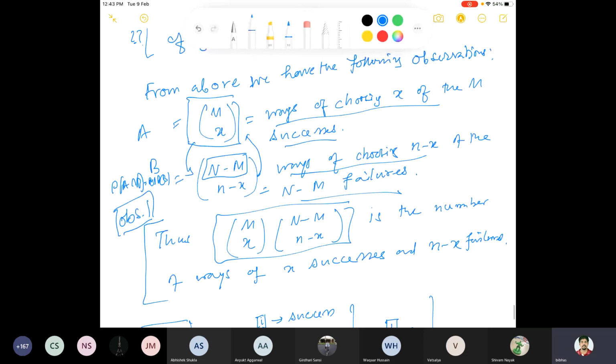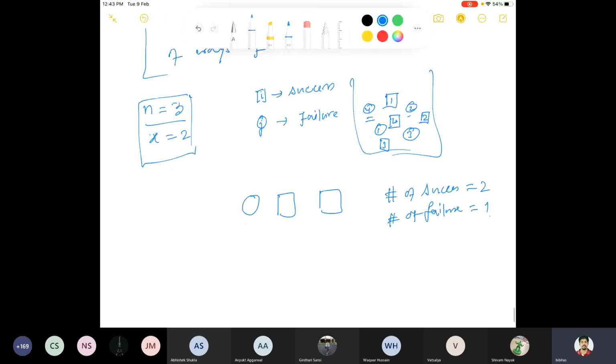Now when I'm having this success, this is the number of ways of choosing X of M successes. Say here, how many successes can I have? I can have 4 successes. That means this square one and this one can be 2 of these 4. So 4C2, that is what my question is.